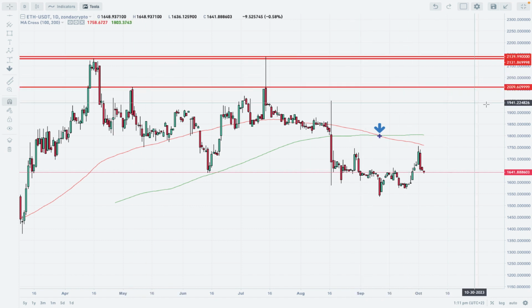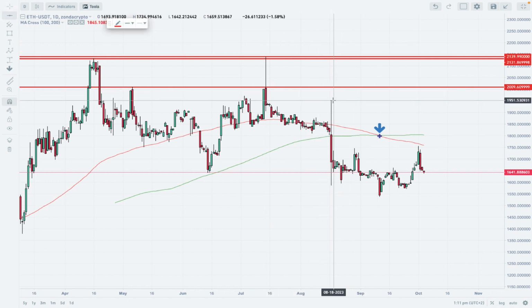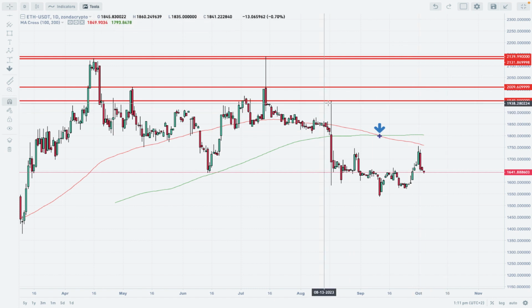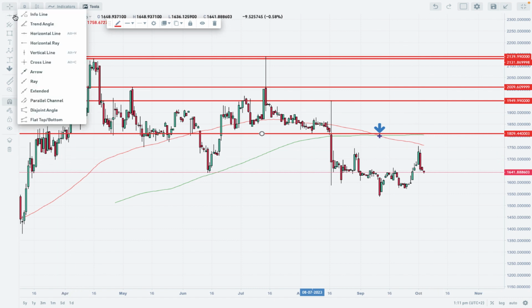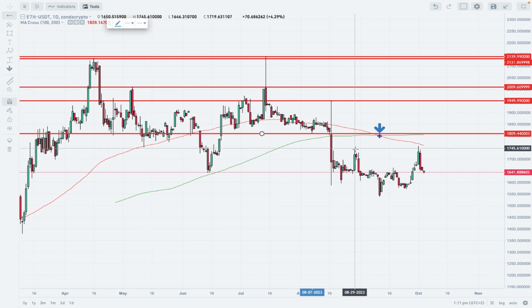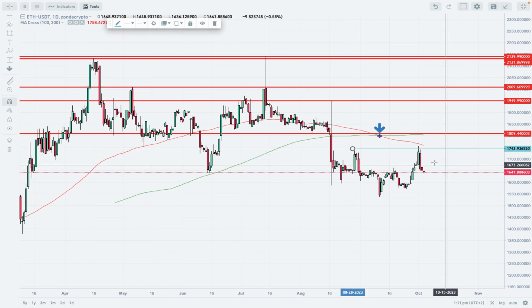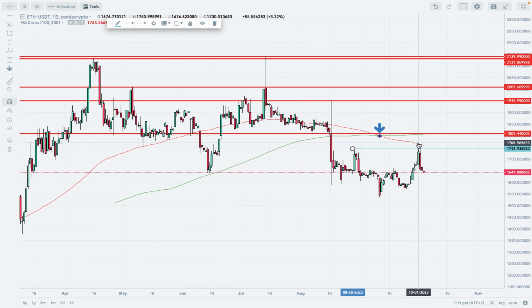Now I got another level here, 2009. This is the technical resistance, and I got one more level here which is located at 1949. This is the technical resistance as well. So plenty of the technical resistance can be found here. Now the other one is located roughly around this level here, which is just above the bearish cross, 1809, and the newest one is located at the level of 1743.